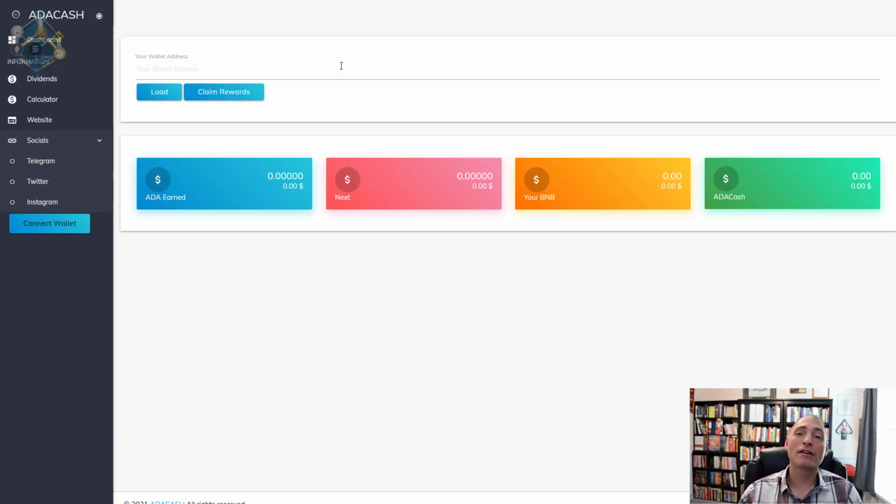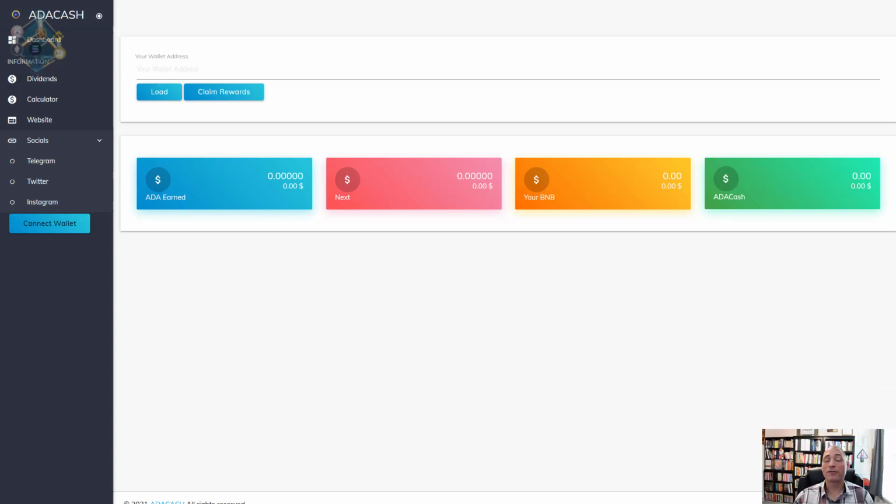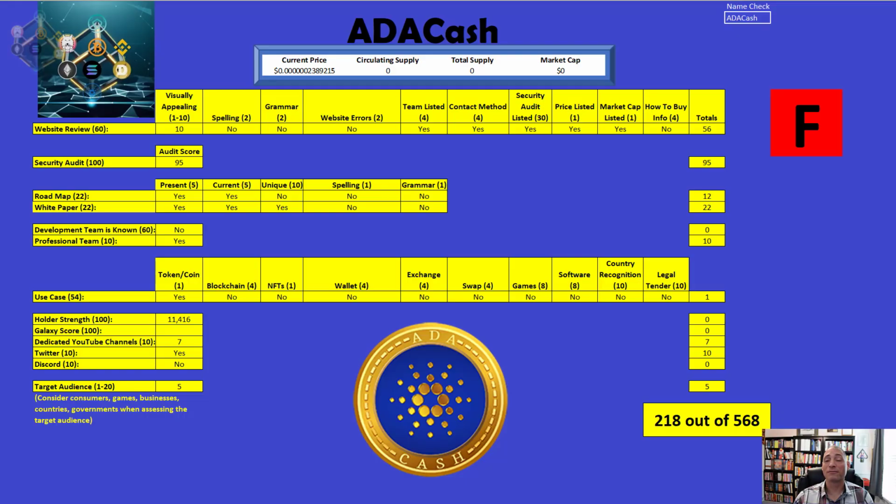Now that's pretty much it. They're loaded into Lunar Crush, but there's not enough data there to generate the Galaxy score yet, so they don't have a score for that. Let's go ahead and jump over to our fundamental analysis sheet now. All right, so for their fundamental analysis, website was appealing, spelling, no issues found, no grammar issues. I didn't see any website issues of any kind. Their team is listed, sort of. They have a contact method at the bottom of the website.